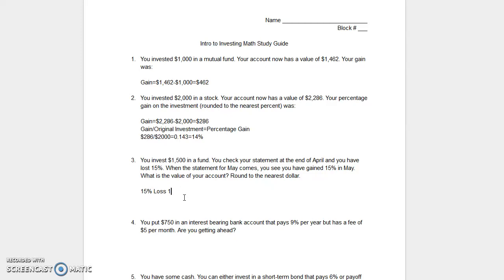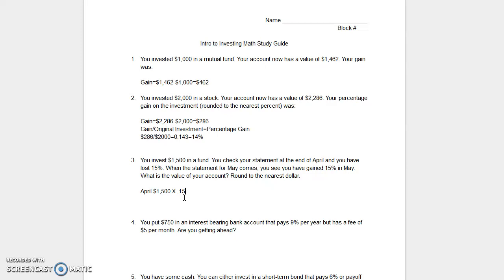So make sure you understand that. So we're going to start with April, and we are going to start with our original investment of $1,500. So $1,500 in the month of April, we know we lost 15% of our investment. So to figure out 15% of our $1,500 investment, we are going to multiply by 15%, or move that decimal place 2 places over, 0.15.